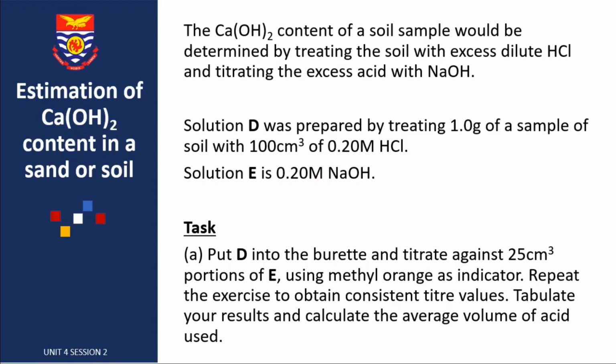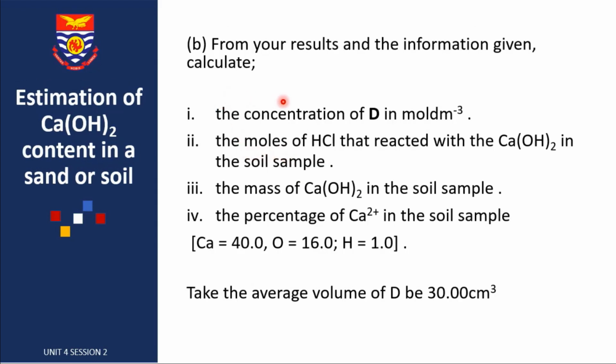So there is an instruction, and we are to find the amount concentration of D, then the moles of HCl that reacted with the calcium hydroxide in the soil sample, the mass of calcium hydroxide, and the percentage of calcium ions in the soil sample. And we are to take the average volume of D to be 30 cubic centimeters.